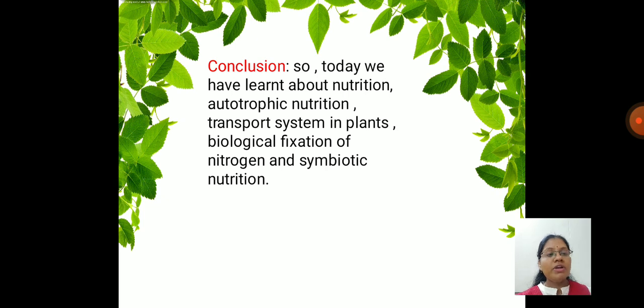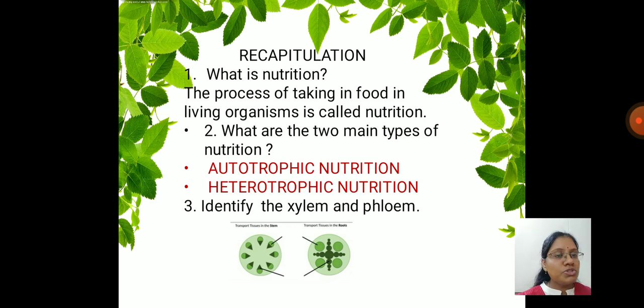Okay. Now let us see how much you all have understood. What is nutrition? The process of taking in food in living organisms is called nutrition. What are the two main types of nutrition? Autotrophic nutrition and heterotrophic nutrition. Identify the xylem and the phloem in this picture. I have given two cross sections of the stem and the roots. You need to identify where is the xylem and where is the phloem.